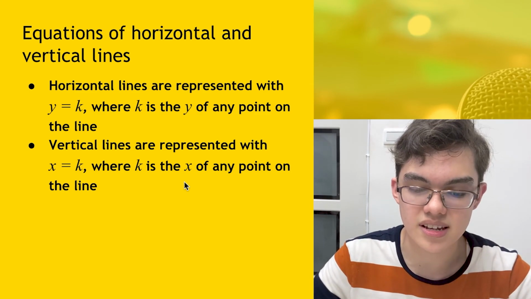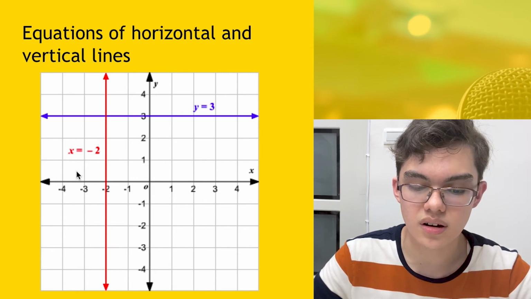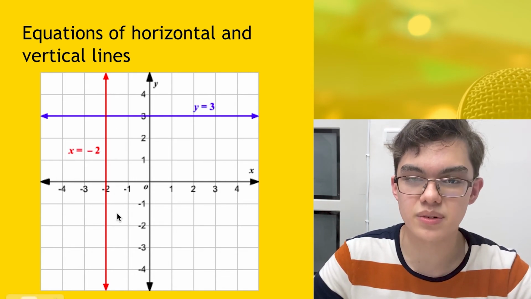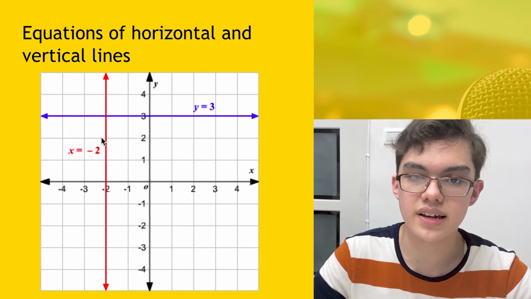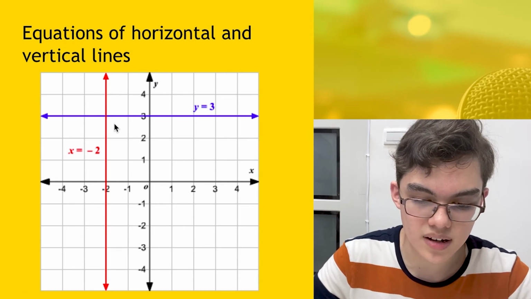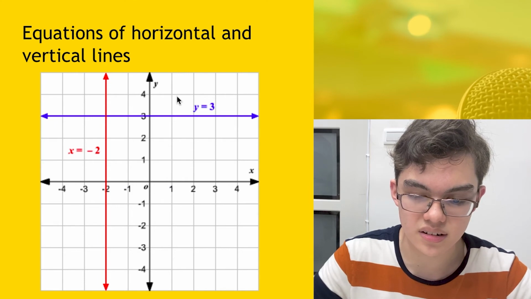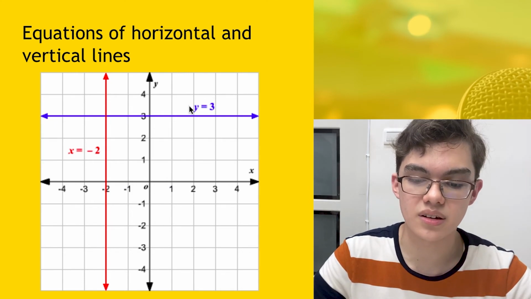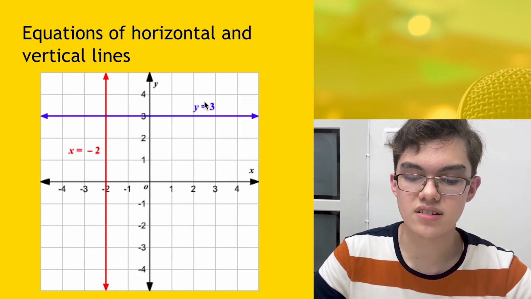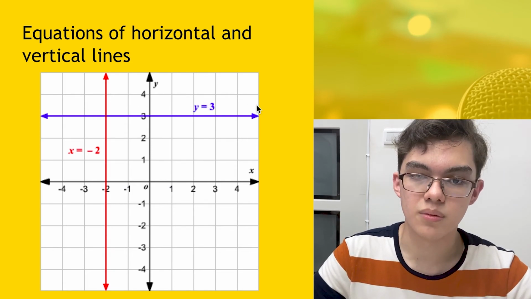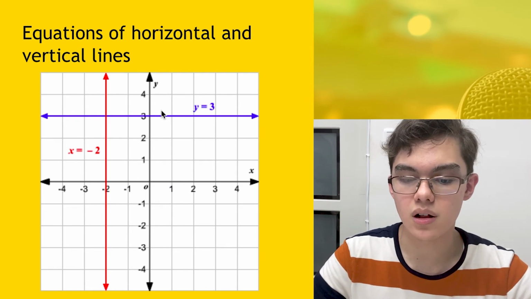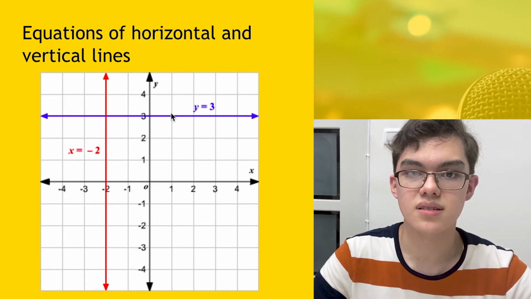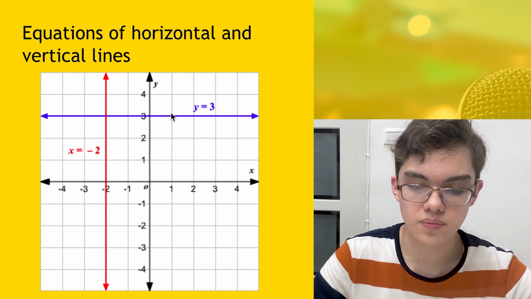And so let's look at some examples. So for this one, our vertical line here, it's going to be represented with the equation x equals negative 2, because for all of the points on this line, all the coordinates, all of their x's are going to be negative 2. And the same concept applies to this horizontal line here. So this one's going to be represented with y equals 3. And if you look at it, it just goes through all the points where the y value is 3. So the y coordinate is going to be 3 at all of these points. And yeah, the equation for that is y equals 3.